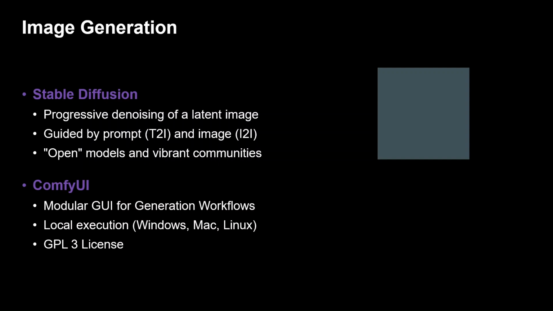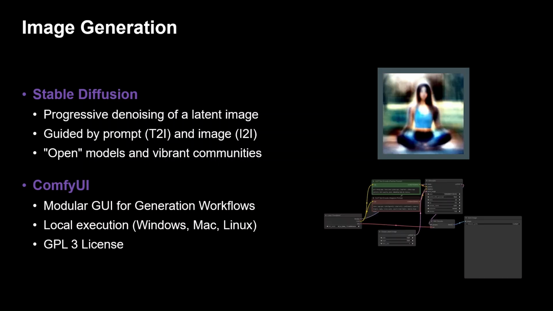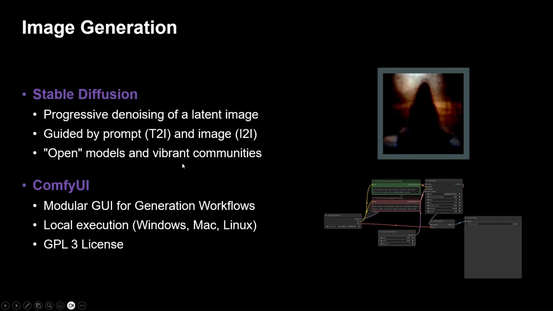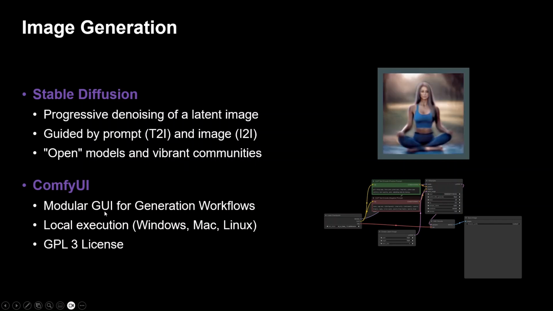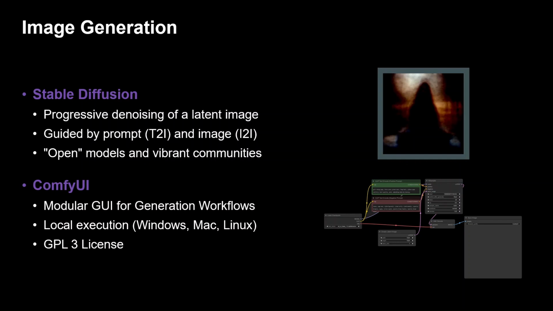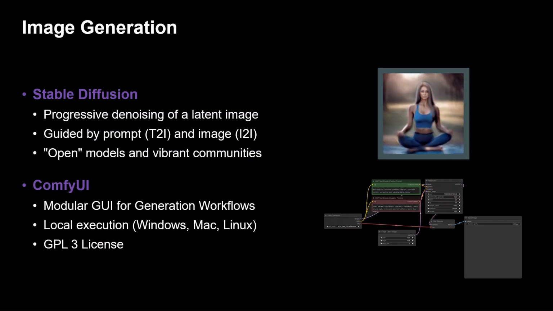That is a family of image generation models, using progressive denoising of a latent image. Here you can see, and that will be used in ComfyUI. So this is a ComfyUI workflow, and here you see the image that is being denoised step by step, right? So it's a family of open models, and with ComfyUI, it's very easy to execute and to create a workflow on your own PC, for instance. And it's open source, like GPL3 ComfyUI, right?